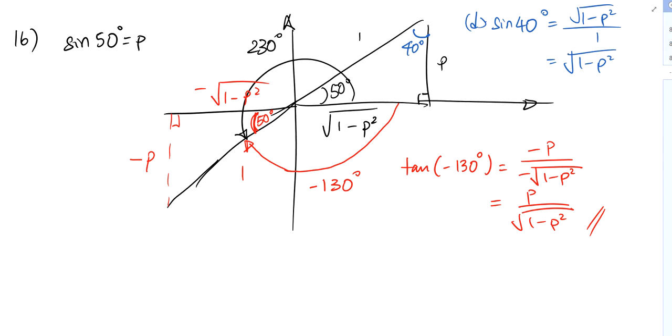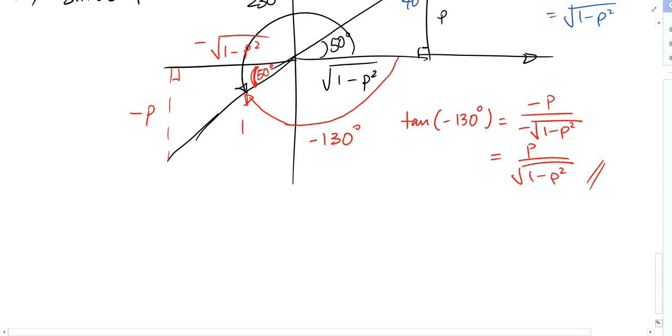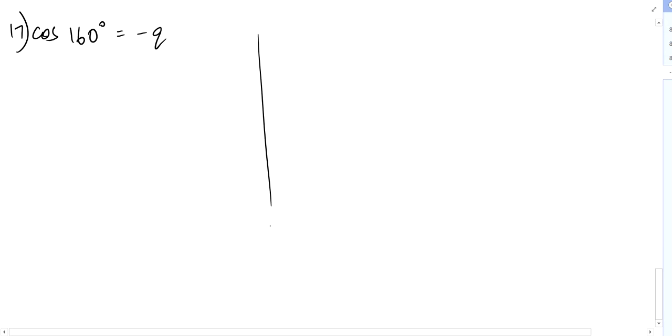Question 17. The slight difference is that cosine of the angle is negative q. So let's see what that negative sign tells us. Cosine 160 equals negative q. 160, which quadrant is it in? First, second, third, fourth. Practice. So second quadrant. Drop a dotted line down. This is my angle, 160 degrees.